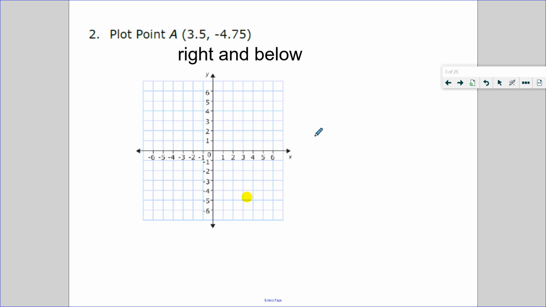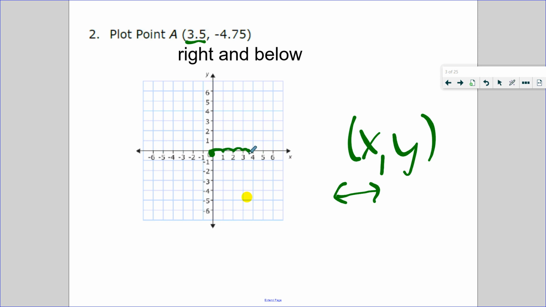How to graph an ordered pair or a coordinate. So again, you always start at the origin. X tells you to go horizontal. So 3.5 means that this is negative, this is positive. So I go 1, 2, 3.5 right there. Y means you go vertical. This is negative 4.75. That means I need to go down 1, 2, 3, 4, and a little more. So somewhere right here, to the right and below.